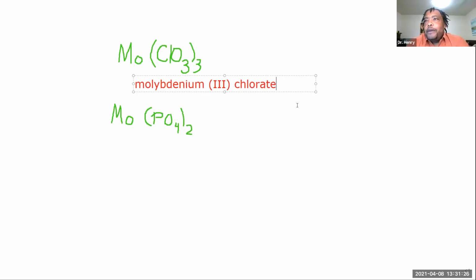Okay, so molybdenum 3 chlorate. What about the next one? PO4. What is that? Phosphate. Molybdenum 2 phosphate? Nope. Because remember, it's the charge on the molybdenum. What is going to be the charge on the molybdenum? What is the charge on phosphate? Phosphate is 3-.